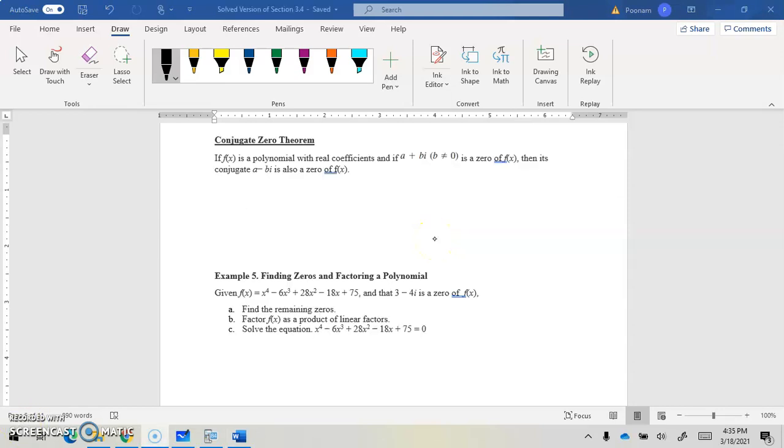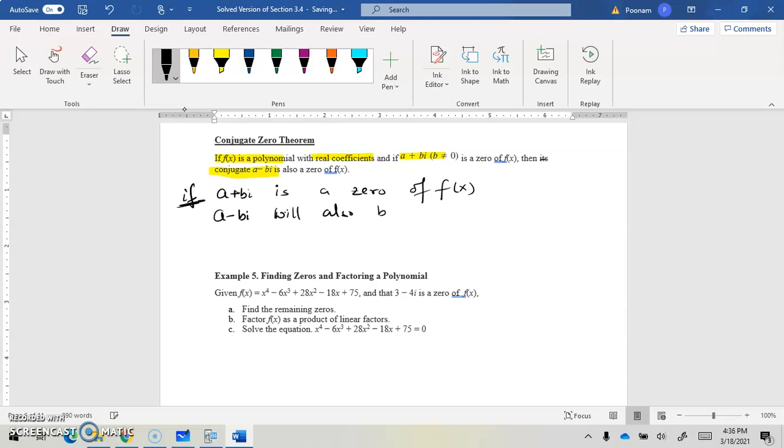Next, we have the conjugate zero theorem. What is the conjugate zero theorem? If f of x is a polynomial with real coefficients and if a plus b iota, an example of a complex number, is a zero of f of x, then its conjugate a minus b iota will also be a zero. If a plus b iota is a zero of the function, then this will also be a zero of the function.